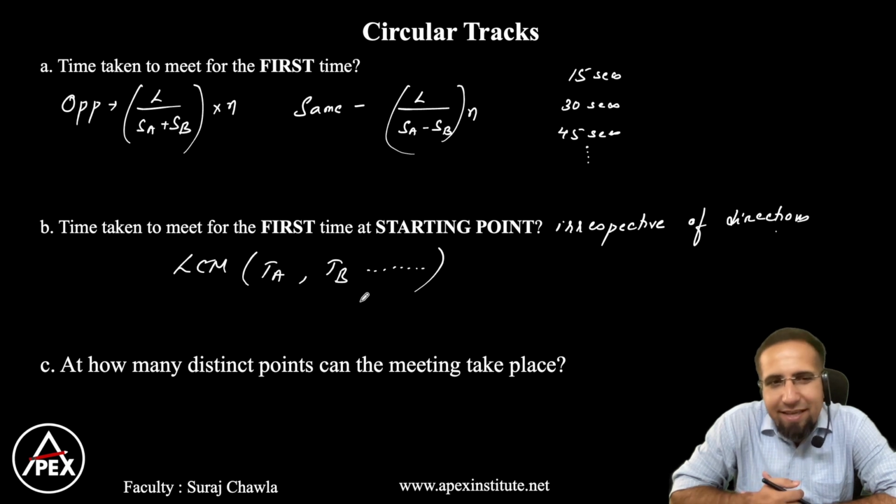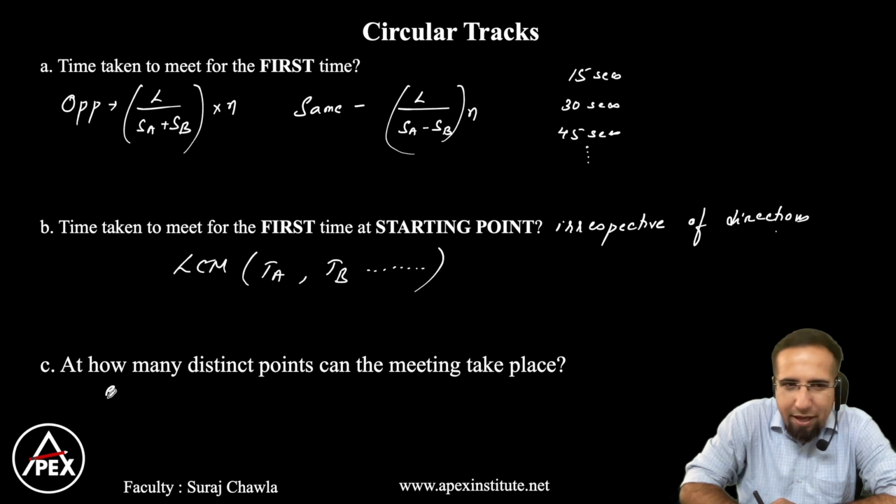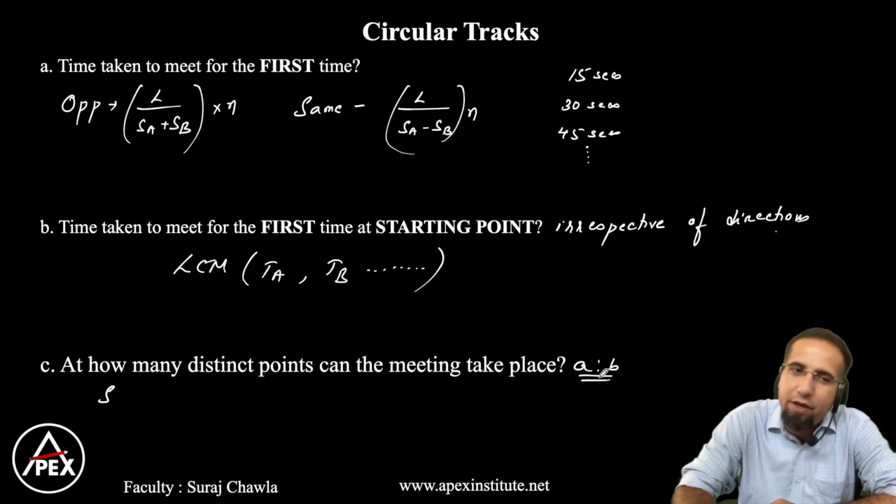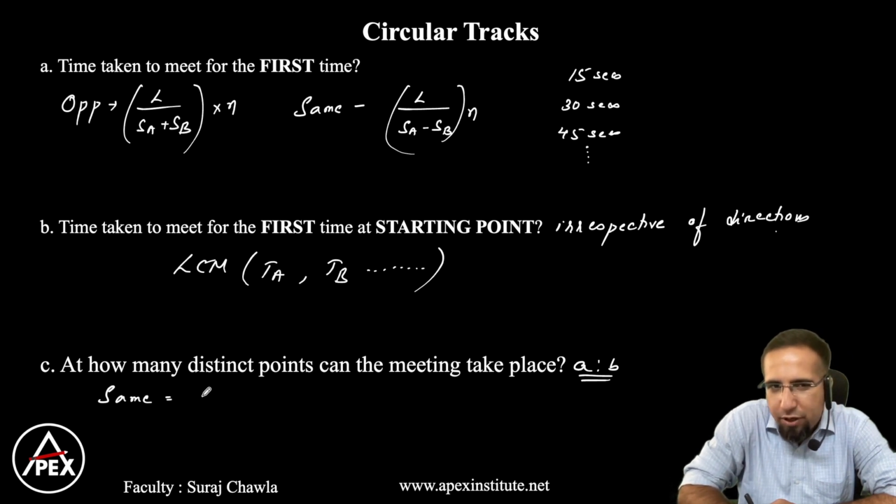Clear? The next thing we need to keep in mind is how many distinct points the meeting will take place at if they are moving in the same direction. So I repeat, let their speeds be in the ratio A is to B. If they are moving in the same direction, then the number of distinct points is |A minus B|, doesn't matter whichever is larger. And if they are moving in the opposite direction, then the number of distinct meeting points becomes A plus B.